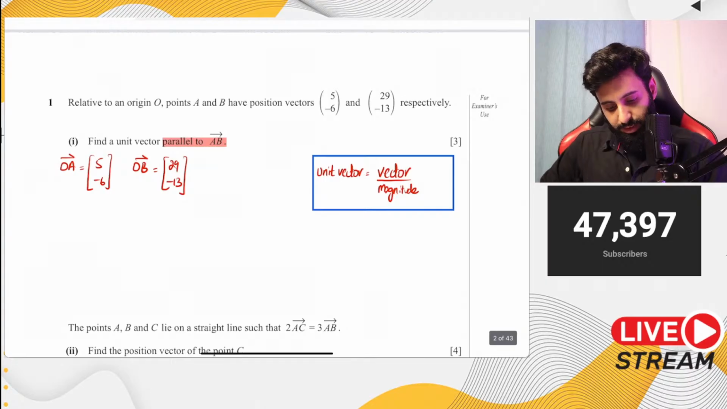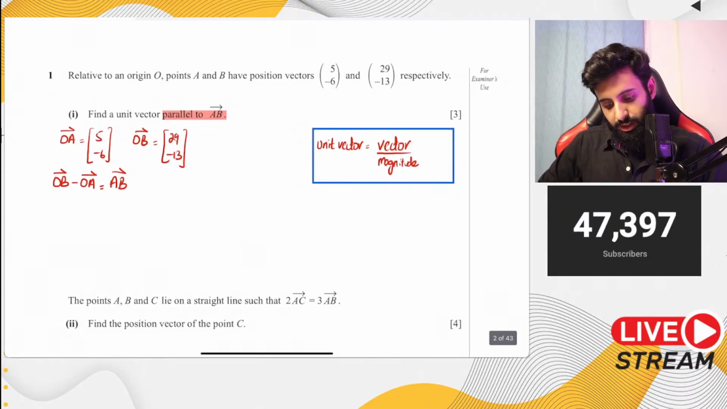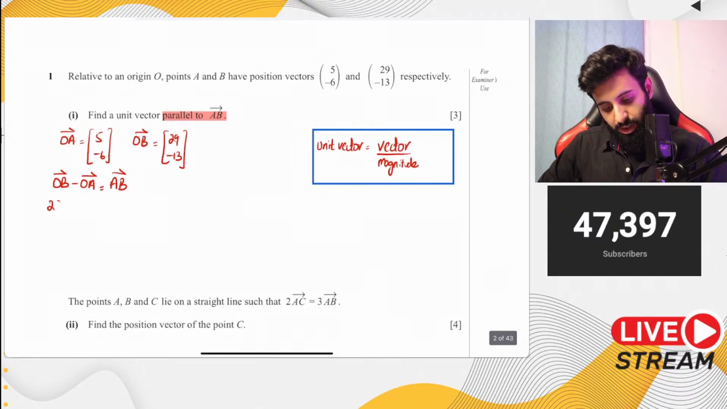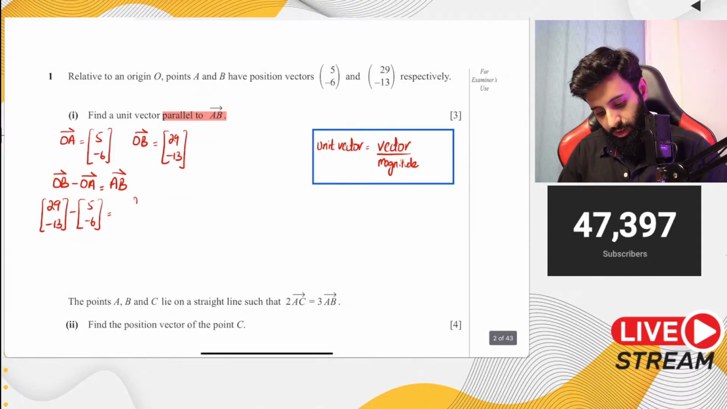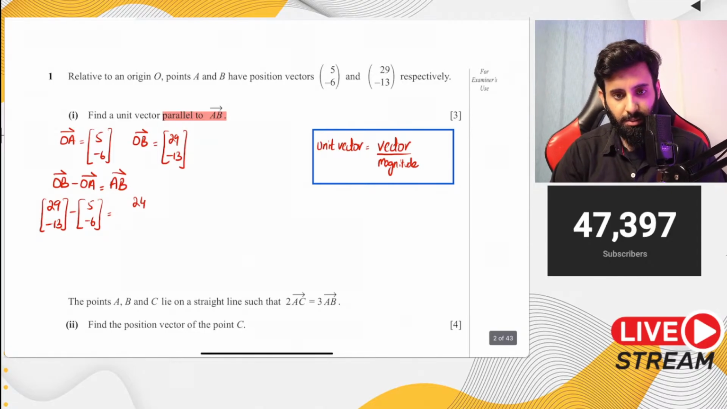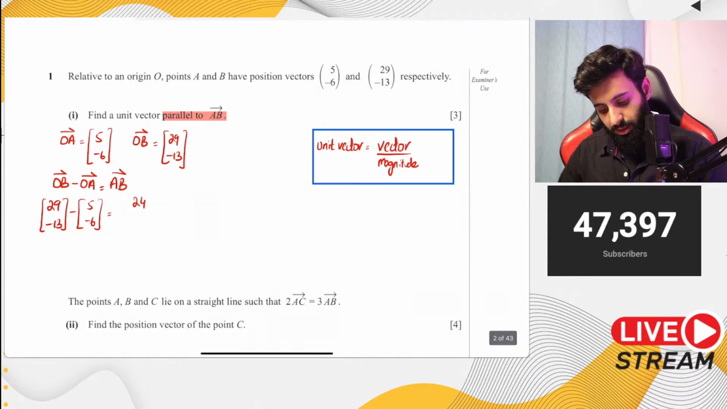Okay, so first things first, how do we find AB? AB can be found by simply doing OB minus OA. Okay, OB minus OA gives us what? Gives us AB. So let's do OB minus OA. That means 29 minus 13, and from it let's subtract OA. Let's see what we get. So 29 minus 5, let's see what that is equal to. 29 minus 5, so that's equal to 24. Okay, and minus 13 minus 6. So what's that equal to? That's equal to minus 7.